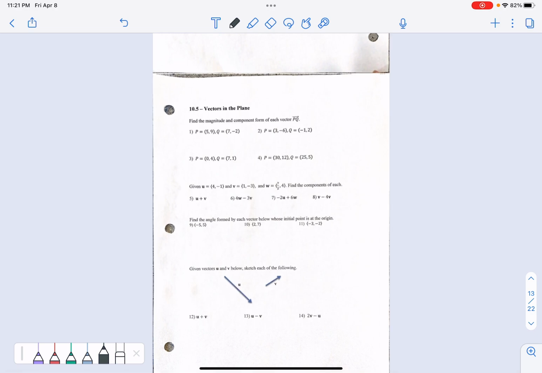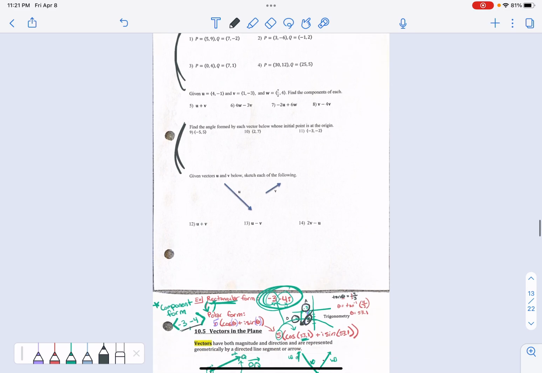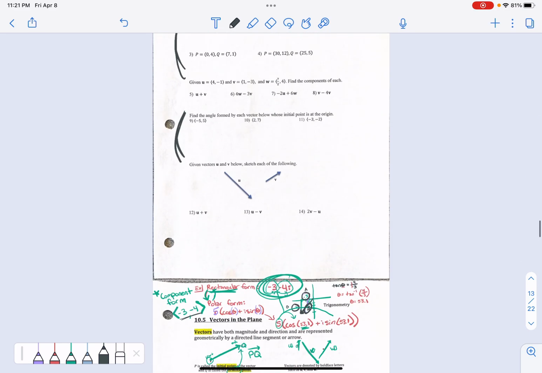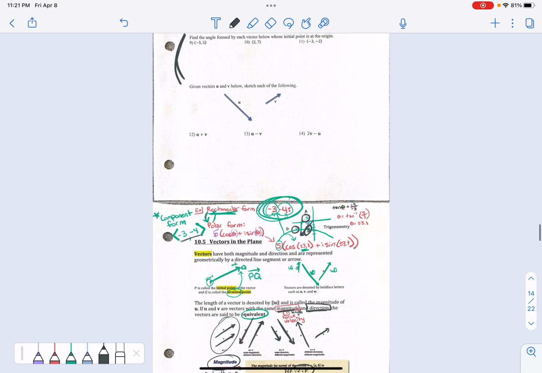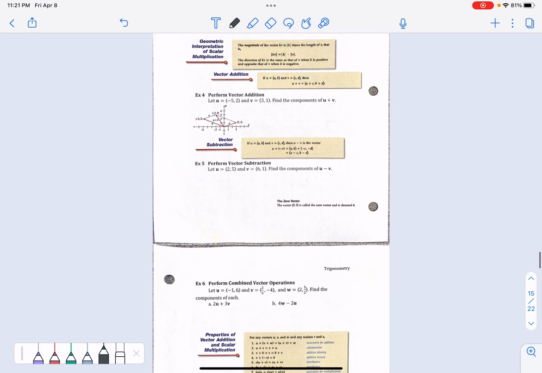You should be able to do 1 through 4, so do that for homework, and also do 9 through 11. So 1 through 4 and 9 through 11, just do those 7 problems for homework, okay? And then I will finish the second half of the 10-5 notes for tomorrow, okay?